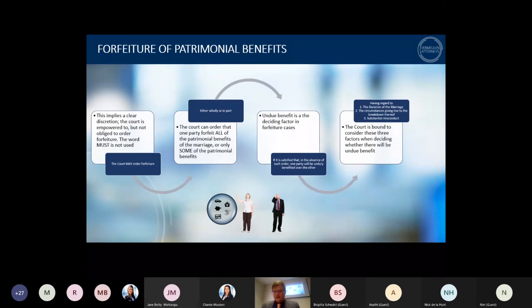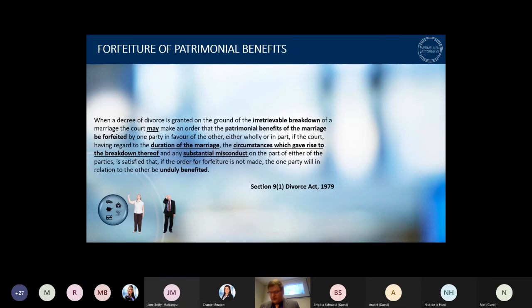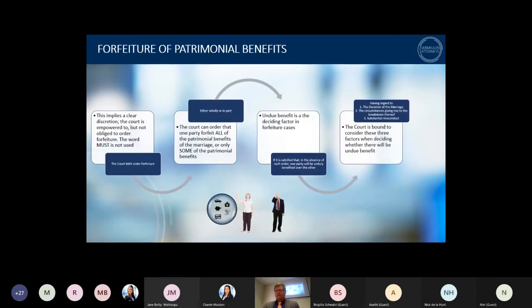Right. Number one, ladies and gentlemen, the court may order forfeiture. I've put the word may in capital letters. It implies a clear discretion. The court is empowered to make a forfeiture. It is not obliged to. The word must is not used. What you see in forfeiture, folks, if you go look at the case law, the court has a wide discretion, and it really differs from judge to judge how they interpret it.